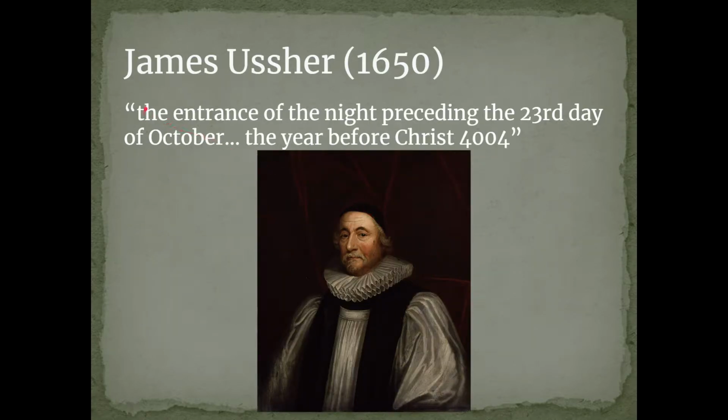And what he deduced was the entrance of the night preceding the 23rd day of October. So if your birthday is on the 23rd of October, in fact, I wonder if we have class on the 23rd. Maybe we can celebrate this. Year before Christ, 4004. So when you hear people talk about the Earth being only 6,000 years old, it was this guy that came up with it in 1650.